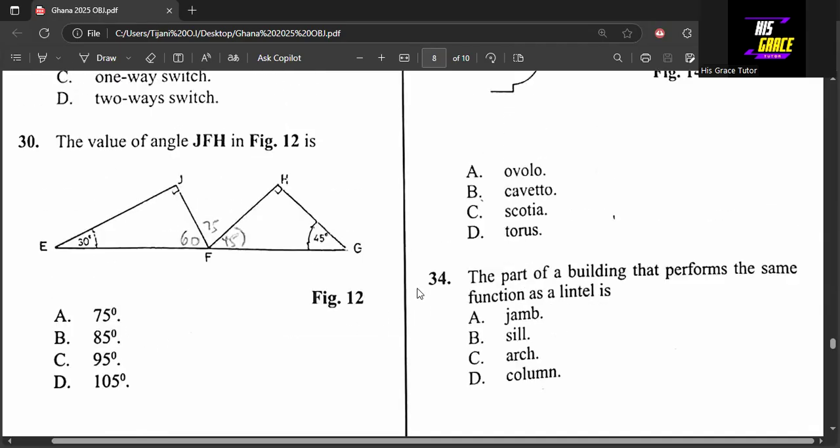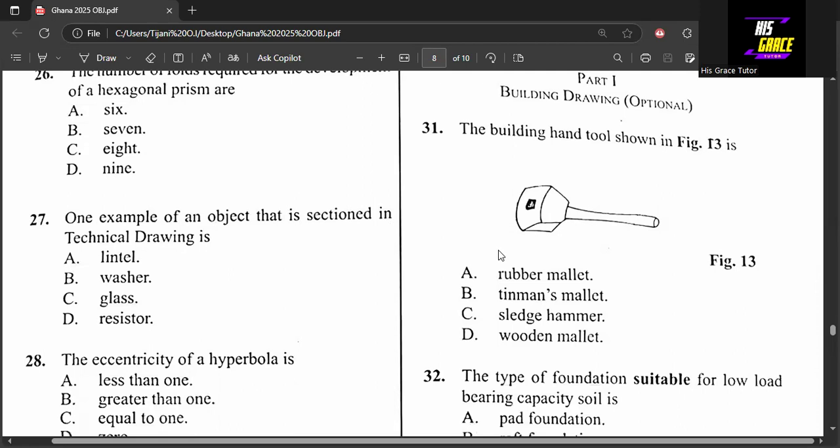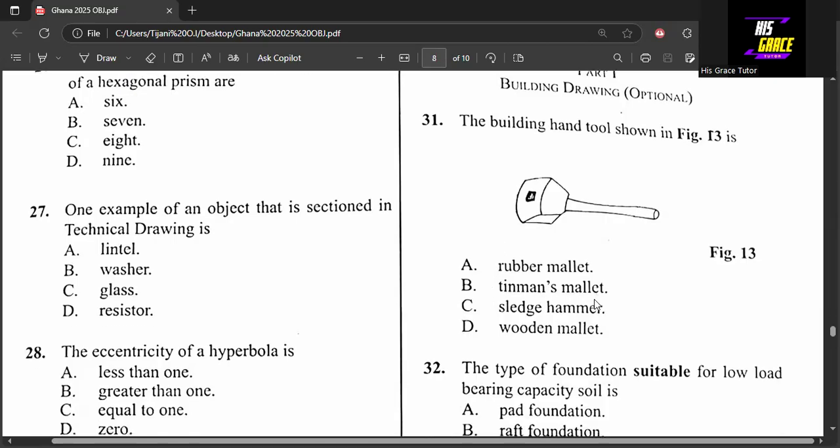All right, so we move to question 31, which is the first of questions 31 to 40. That's on building drawing. So we have answered questions 1 to 30 on general geometrical drawing. Question 31 says that the building hand tool shown in figure 13 is a Tinsman mallet. That's option B.